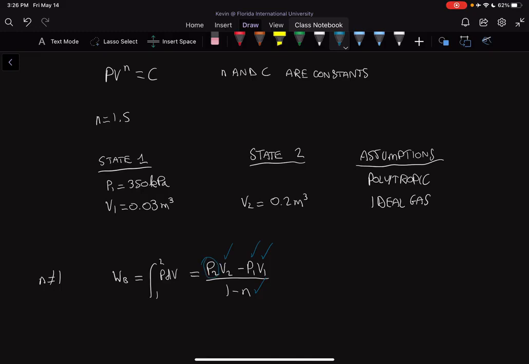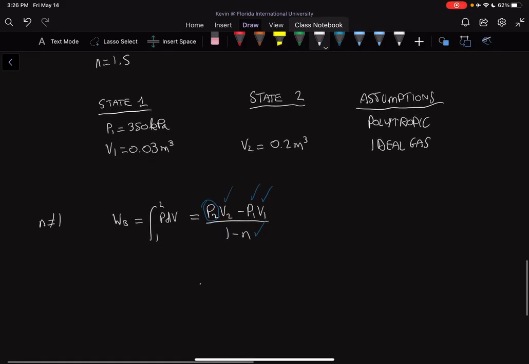How are we going to find pressure 2? So try to think about it for a second. How are we going to find pressure 2? One way to find pressure 2 very easily is to use the polytropic equation. We can say that our polytropic equation is P1 V1 to the N is equal to P2 V2 to the N, right? It is equal to a constant, so at point 1 and point 2, these should be equal.